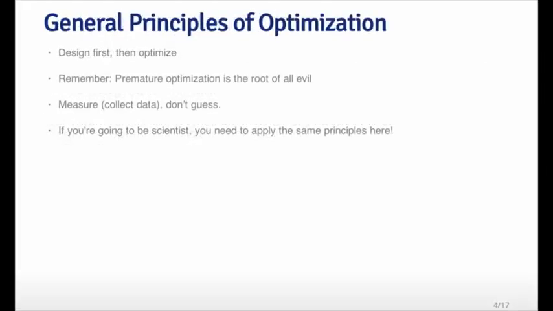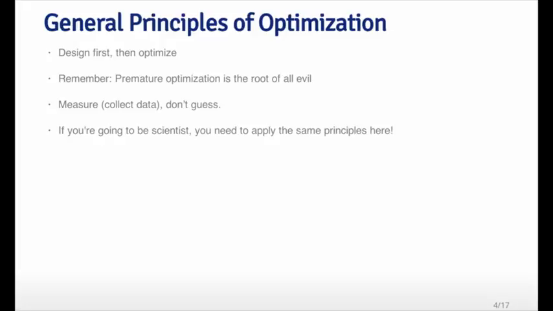So the basic idea is that you should always design your code first and make it understandable, and then after you've got something working, try to optimize it. The famous phrase is, premature optimization is the root of all evil. If you try to optimize first, the chances are that you'll introduce bugs before you even get a chance to get things working in the first place.